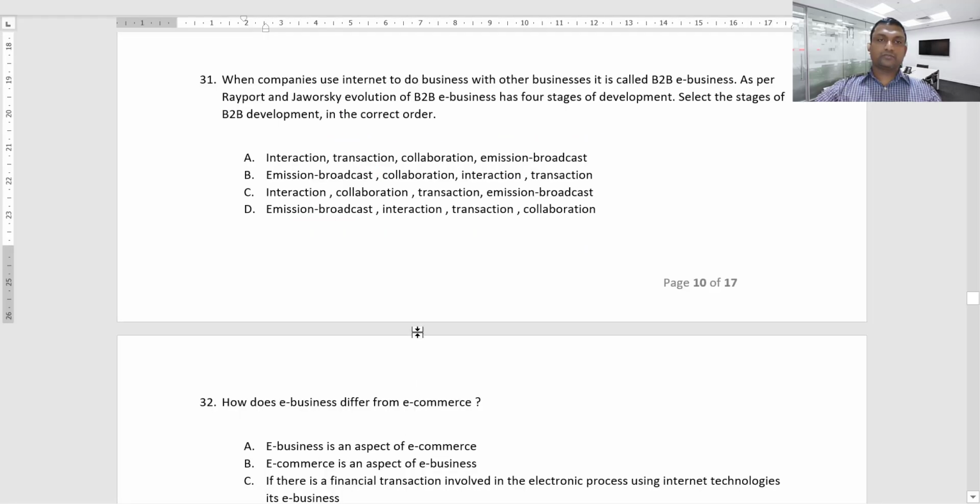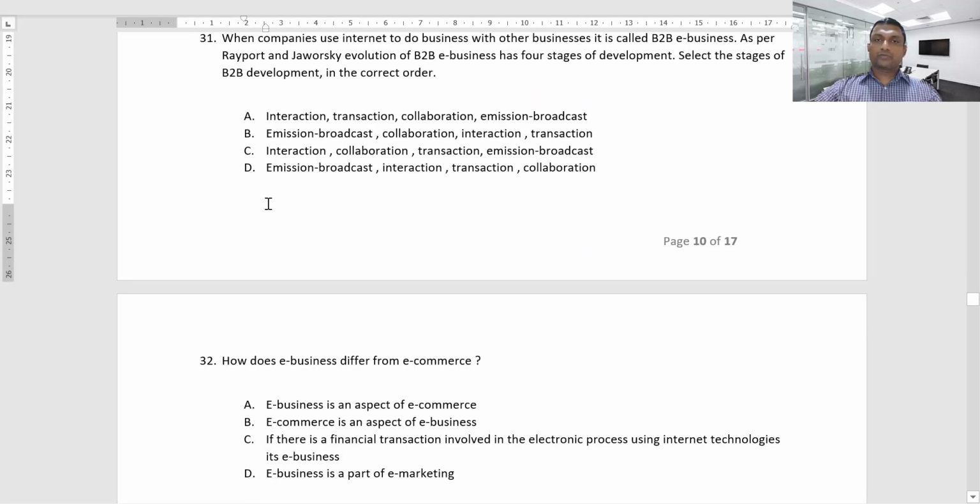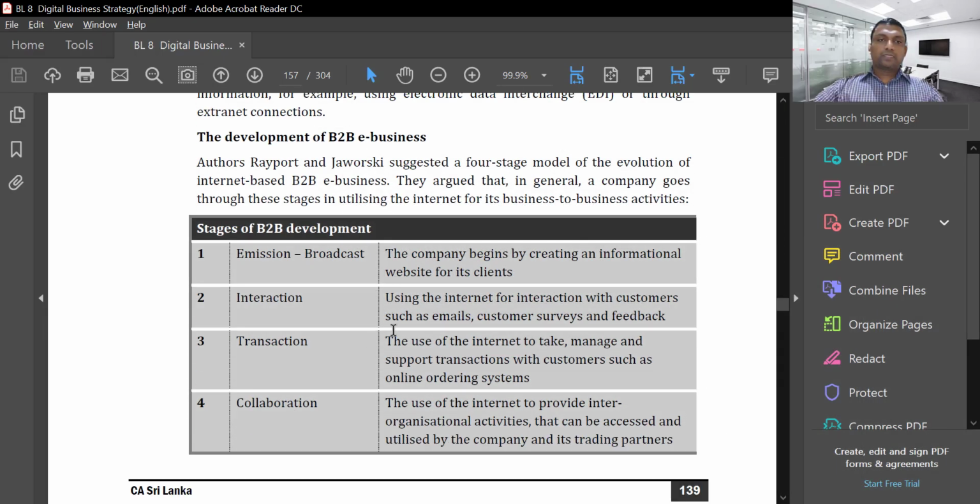So business to business. First stage, emission, or we can say broadcast. The company begins by creating an informational website for clients. So that is the first basic step of an organization trying to start e-business operations with another organization. The first thing is, for the clients, this organization can start a website that they can get all the information through.